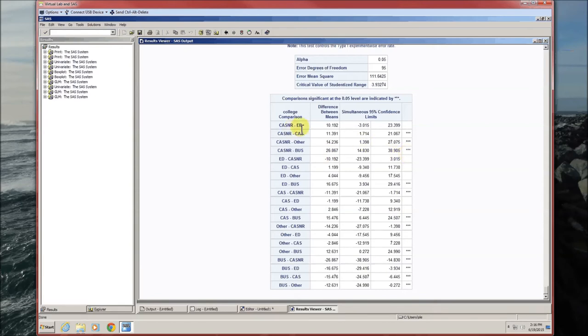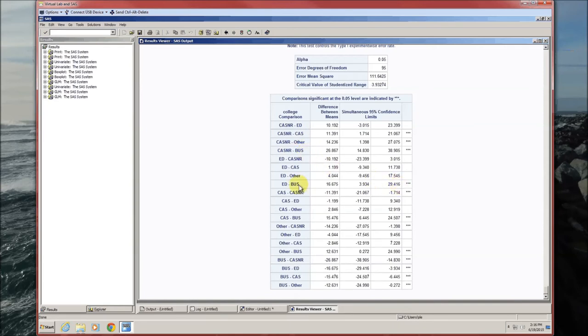Kasner is not significantly higher than education. No stars here, therefore this difference is not significantly different from zero. There's no detected difference between the average Kasner grade and the average education grade. So Kasner is not significantly different from education, but it is significantly higher than arts and sciences, other, and business.